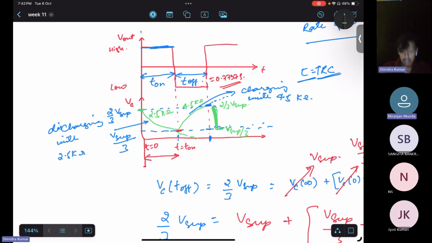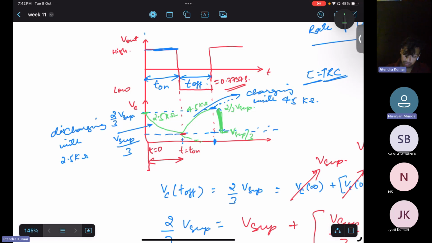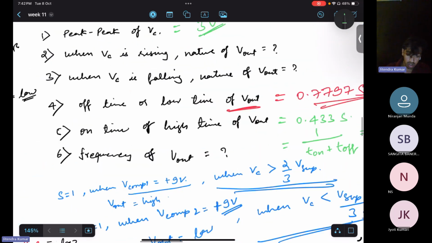Right sir. Okay, thank you sir. It's good to clear out all the confusion. Whether it is a very small doubt, please do not hesitate to ask, as Niranjan had done. Thanks a lot, Niranjan. So first part is also done.